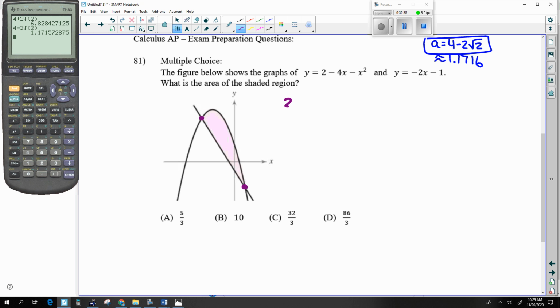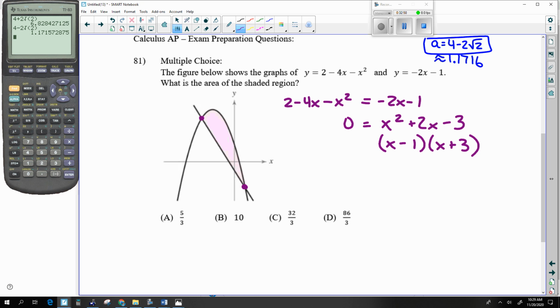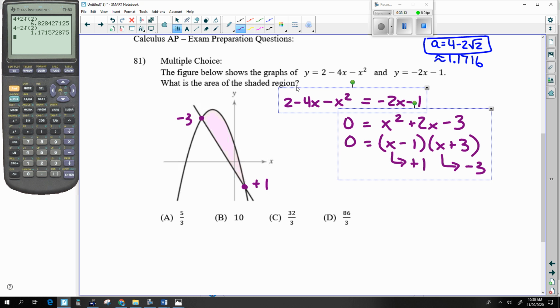So that would mean 2 minus 4x minus x squared is equal to negative 2x minus 1. So x squared plus 2x minus 3 equals 0, which factors as x minus 1 times x plus 3. So this occurs at positive 1 and negative 3. All right, so I now know where my integration starts and stops. Now all I have to do is actually integrate.